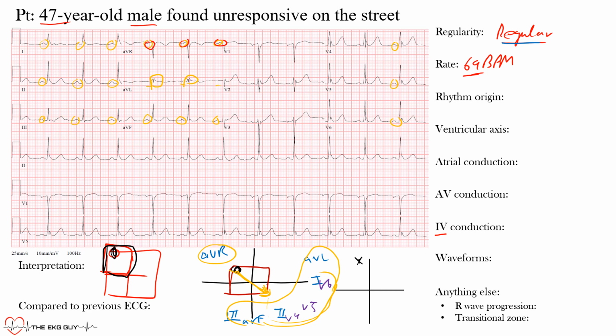And if we look through our rhythm strip down here, all these P waves have the same morphology. Notice that there are no dropped beats, meaning there's always a P wave followed by a QRS complex, a 1-to-1 ratio. Because of that, the origin of this is sinus. So we have a regular rhythm right at 69, sinus origin.